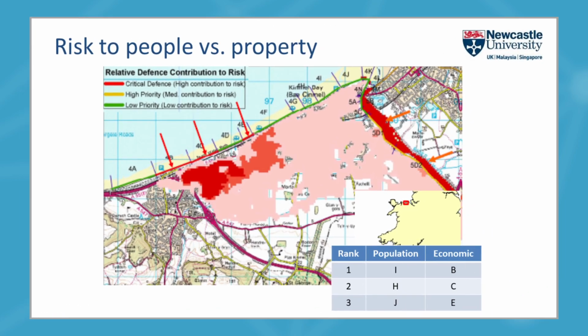But if we were to focus it on vulnerability to people, we end up with a different prioritisation of where we'd spend our money. And that's by pulling in a whole load of simulations of different breach locations, different scales of events, and so on. We can also look at how different choices about evacuation influence outcomes.